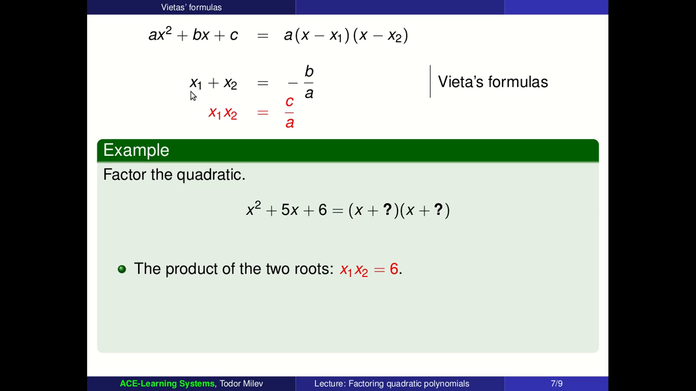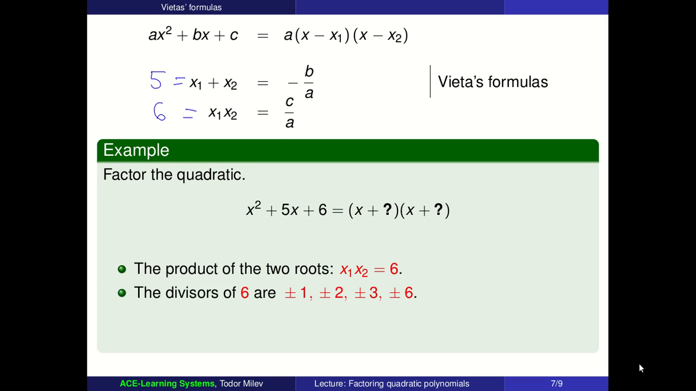At the same time, the sum of the two roots, x1 plus x2, must be equal to negative b over a. Now, b equals 5, so we get negative 5, over a is again equal to 1, so we get negative 5. So, again, by the other Vieta formula, we get that x1 plus x2 must be equal to negative 5. So x1 times x2 must be equal to 6, and x1 plus x2 must be equal to negative 5.